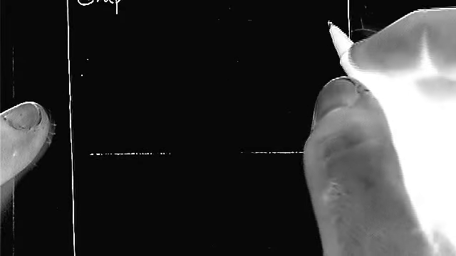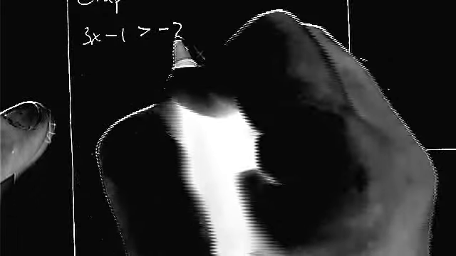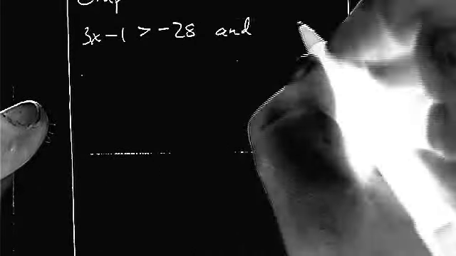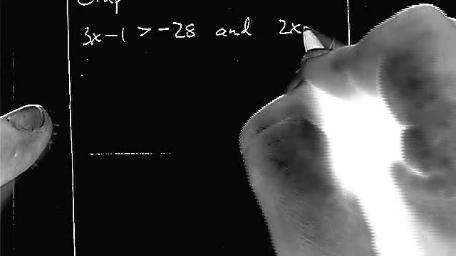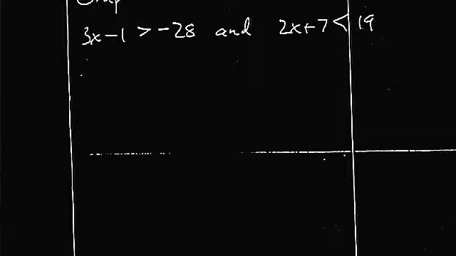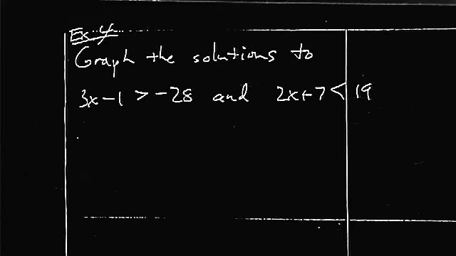So example 4 says graph the solutions to 3x minus 1 is greater than negative 28 and 2x plus 7 is less than 19. Whoops. Too high up, you can't see the instructions.